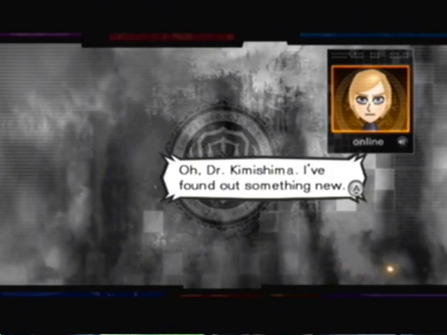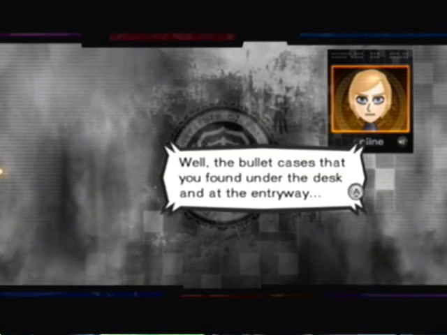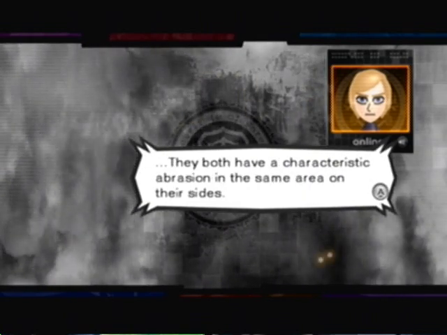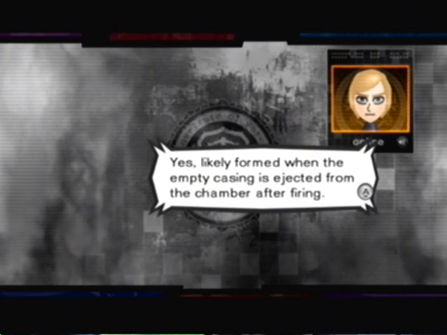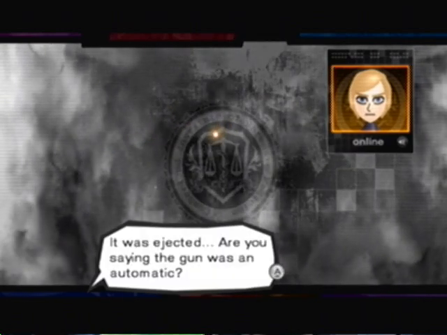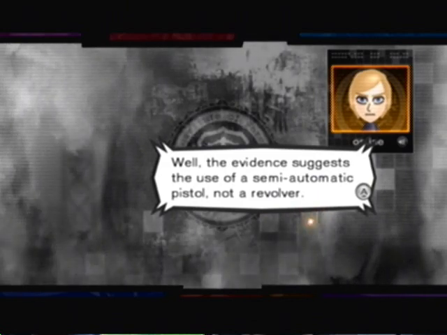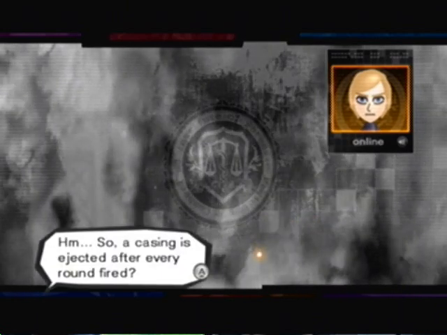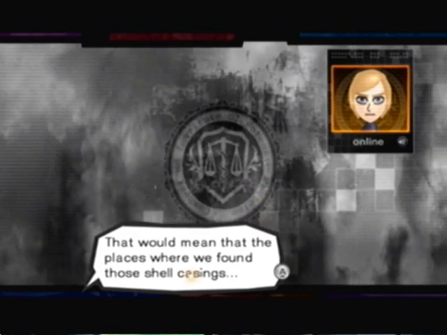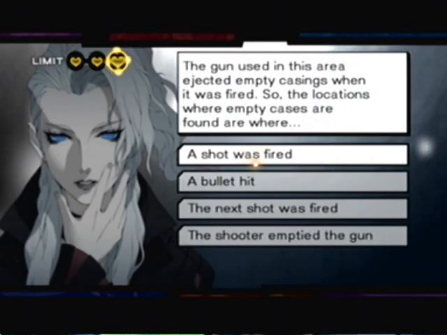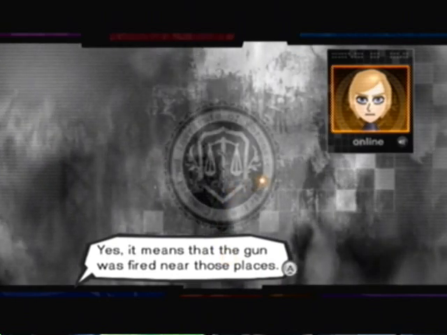Oh, Dr. Kimishima, I've found out something new. Hmm? Great. What is it? Well, the bullet cases that you found under the desk and at the entryway, they both have a characteristic abrasion in the same area on their sides. A characteristic abrasion? Yes, likely formed when the empty casing is ejected from the chamber after firing. It was ejected? Are you saying the gun was an automatic? Well, the evidence suggests the use of a semi-automatic pistol, not a revolver. Hmm. So a casing is ejected after every round fired? Yes, that would be the case. That would mean that the places where we found those shell casings... Yes. It means that the gun was fired near those places.